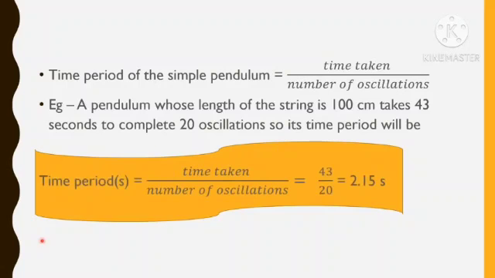So for that, we'll apply the same formula given here. Time period equals time taken divided by the number of oscillations. How much time was taken? 43 seconds, divided by 20. Why 20? 20 is the number of oscillations. 43 divided by 20 equals 2.15 seconds. So the time period is 2.15 seconds. What is 2.15 seconds? It is the time period of one oscillation.